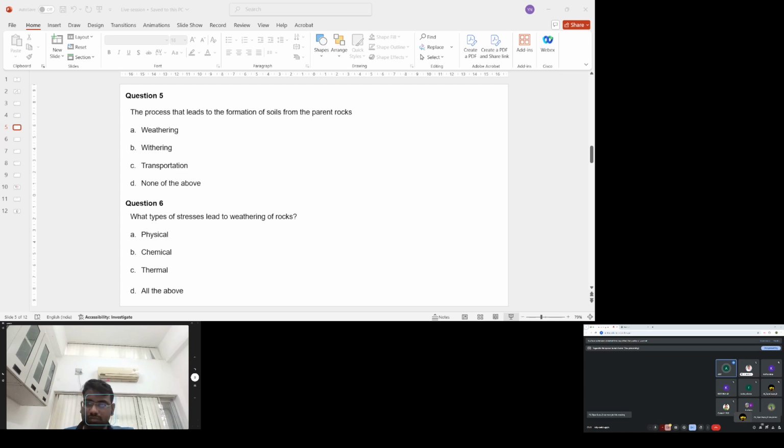Sir, can you give an example for biological? Biological, I would say, involves organisms. If you take microorganisms, for example peats, they are not essentially formed from rocks, but they are decomposed organic matter which over a period of time disintegrates and results in the formation of a type of soil. So that is an example of biological activity.